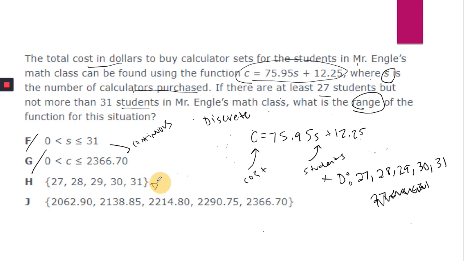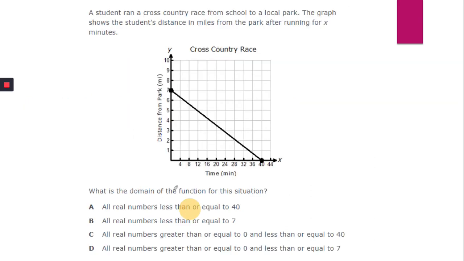H is domain, and J is the range, because if I plugged in 27 for S and solved, it would give me high numbers. I don't think, the error I think is these numbers are incorrect. But, not H, my bad, J for the range. Okay. Do this problem, pause the video. Let's see if we get the same answer.